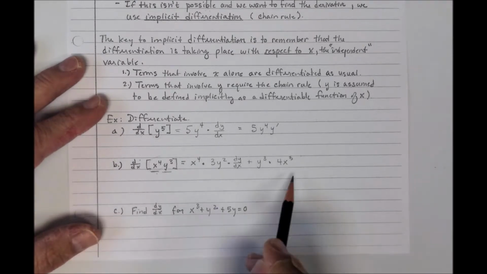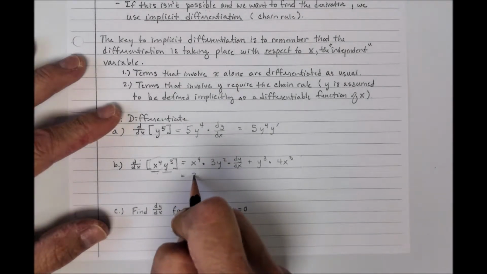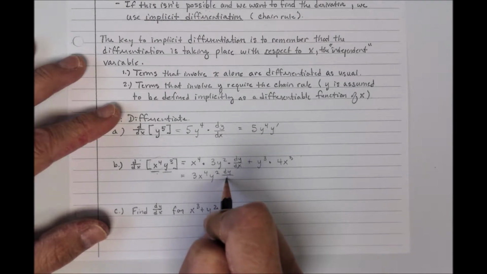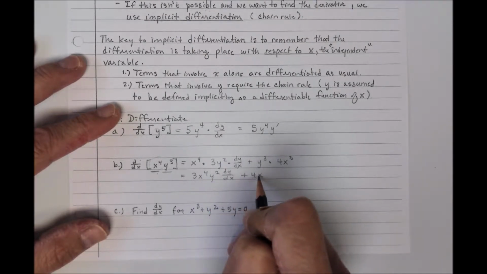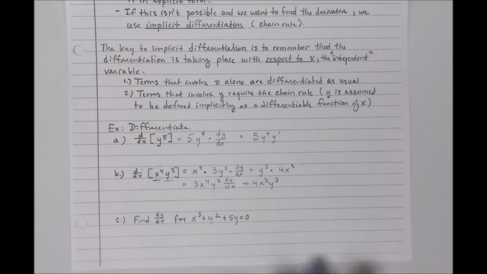Now, I wouldn't probably leave my final answer in this form. Neaten it up a little bit, maybe write this as 3x to the 4th, y to the 2nd, dy dx, plus 4x to the 3rd, y to the 3rd. That looks a little bit neater and a little less complicated.